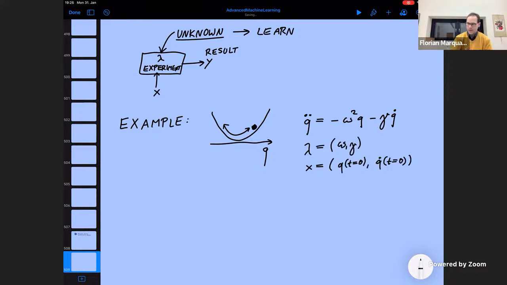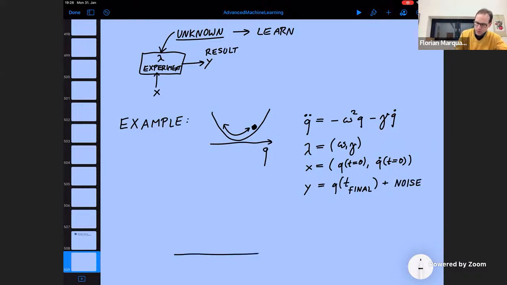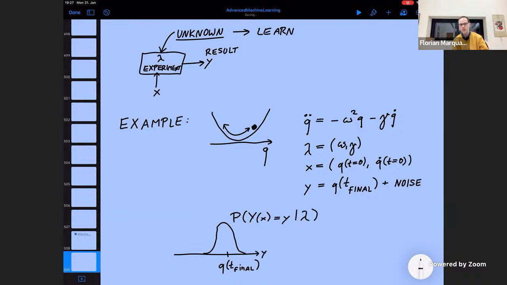And then the y can again be many things, but maybe I'm able to measure the coordinate at the final time after this runs for some time, the dynamics, plus some noise, some measurement noise. Okay. And then it's clear what the situation is. So there would be some final value of Q for a given selection of initial conditions and a given value for the frequency and for the damping. And I would add to that the noise. So the probability of getting, for these particular initial conditions, this particular outcome, given this particular frequency and damping constant, would look like this, for example, if it's a Gaussian distribution for some reason.